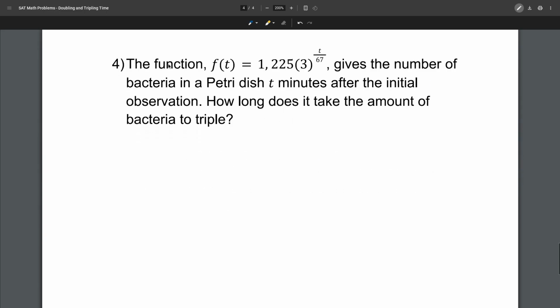All right, problem 4 reads, the function f of t equals 1,225 times 3 to the t over 67 power, which gives the number of bacteria in a petri dish t minutes after the initial observation. How long does it take the amount of bacteria to triple? So that's when 3 gets raised to the first power, so t over 67 equals 1. So we set t over 67 equal to 1.